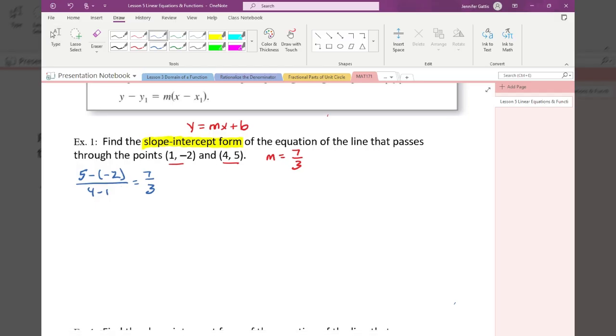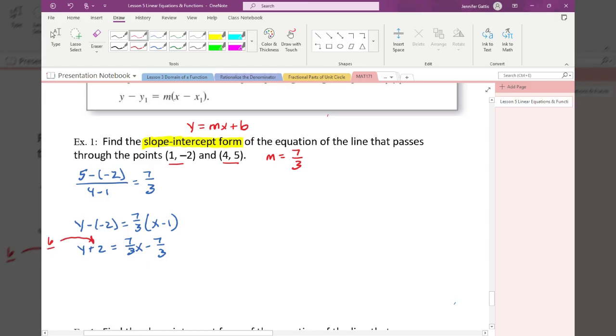So first we're going to do it with the first set of points here. So we have y minus -2 is equal to 7/3 times x minus 1, which gives you y plus 2 is equal to 7/3 x minus 7/3. And we need to note that 2 is the same as 6/3. Okay? So when I subtract 2 from both sides, I get y is equal to 7/3 x minus 13/3.